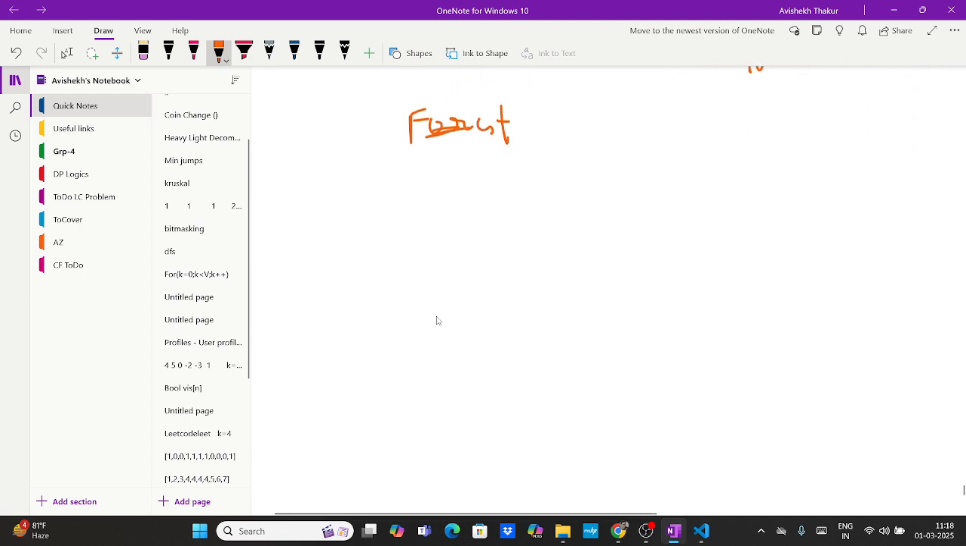So there are two popular algorithms which exist to solve this. One is Prim's algorithm, the other is Kruskal's algorithm. The first is Prim's algorithm, and the second is Kruskal's.